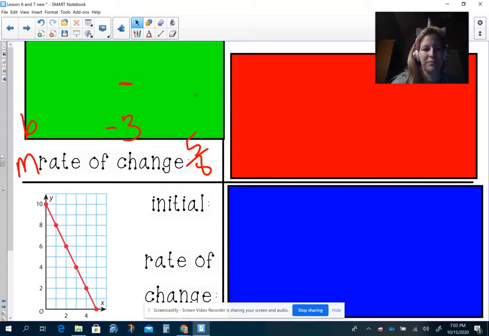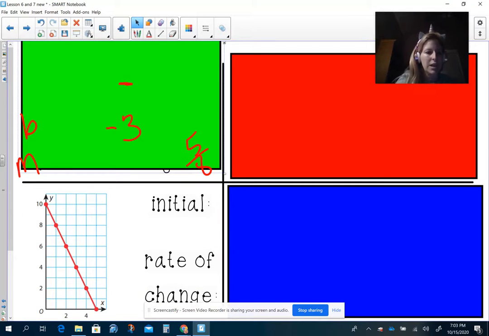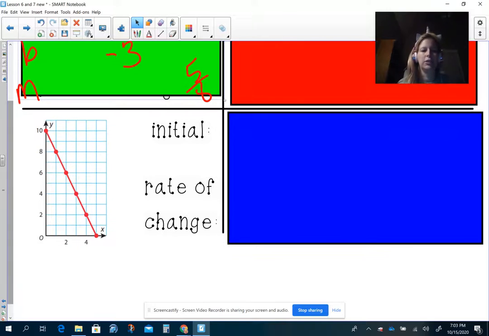Okay, let's try another one. Ready? Okay. Let's pull it up a little bit. Here's a graph. Find my initial value, or your y-intercept, and then I want you to find the rate of change, or your slope. Pause my video.